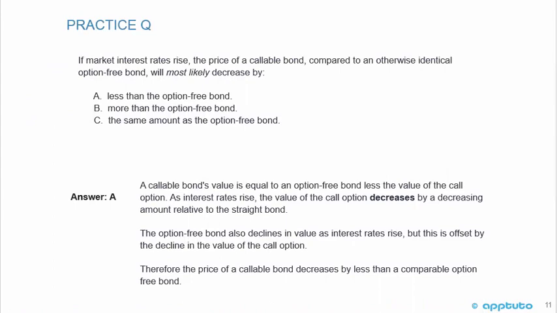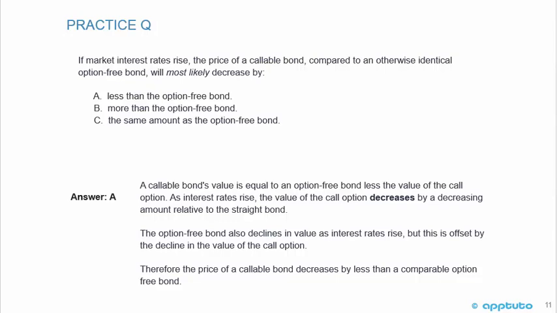A callable bond's value is equal to an option-free bond less the value of the call option. So as interest rates rise, the value of the call option decreases relative to the straight bond. The option-free bond also declines in value as interest rates rise, but this is offset by the decline in the value of the call option. Therefore, the price of a callable bond decreases by less than a comparable option-free bond.